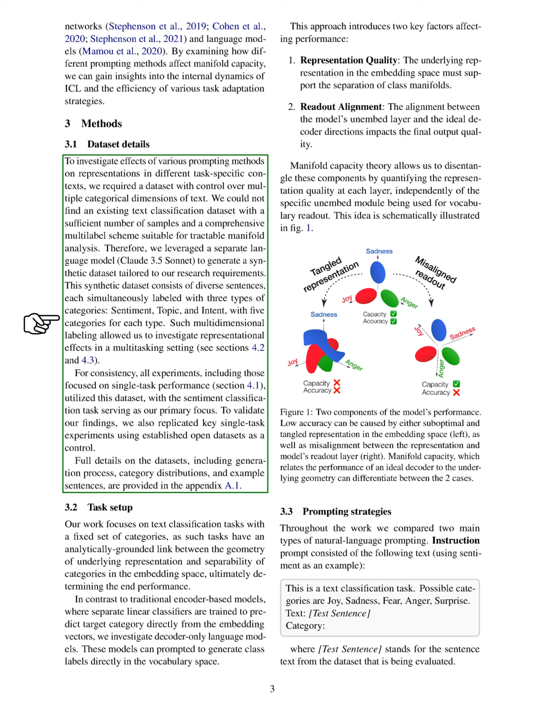We compared 2 main types of natural language prompting in our work. The instruction prompt includes a specific format, using sentiment as an example, where we present a test sentence and ask for its category. The demonstration prompt consists of several examples in a similar format. As a baseline for our representation analysis, we also extracted embeddings using the raw sentence input.